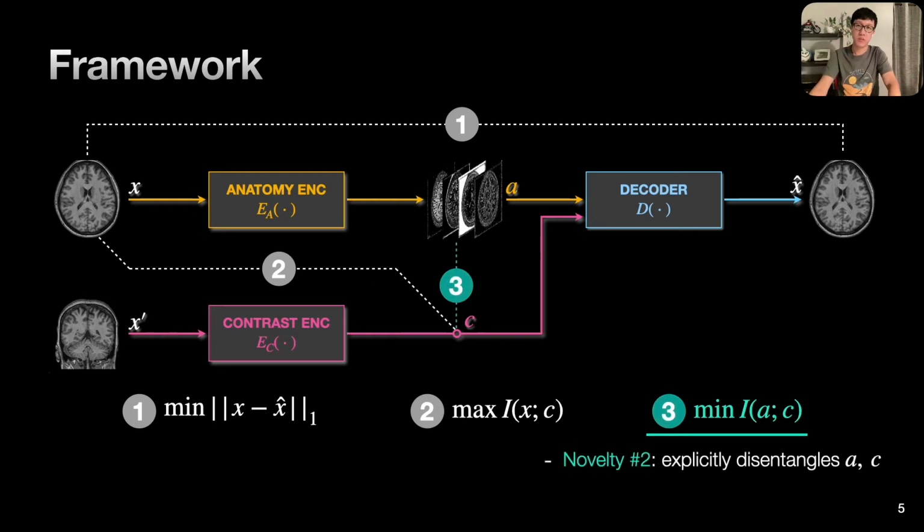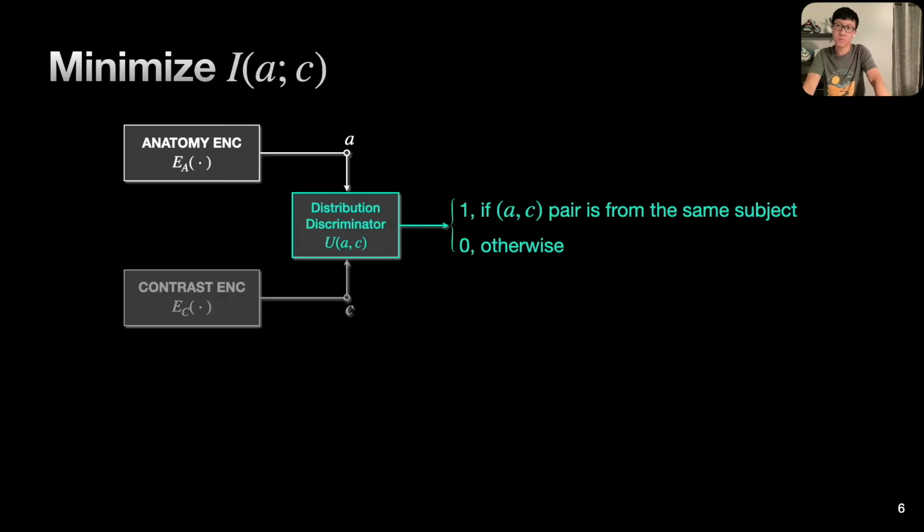However, the current community does not have a good way to directly minimize the mutual information between two arbitrary variables. So the second contribution of this work is that we propose a new way to explicitly minimize the mutual information between A and C so that we can encourage disentanglement. To minimize IAC, we propose a distribution discriminator. We call it UAC. UAC receives both A and C as its input, and it's going to produce 1 if the input AC pair is from the same subject, and it's going to produce 0 otherwise.